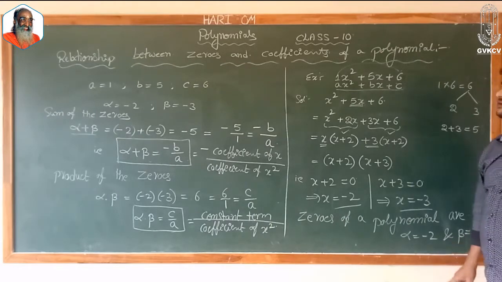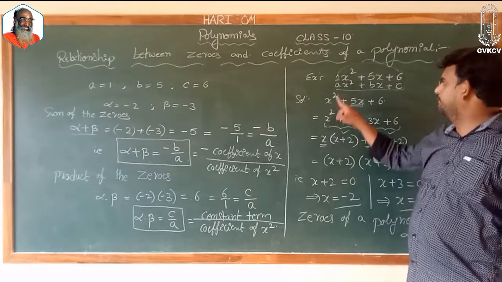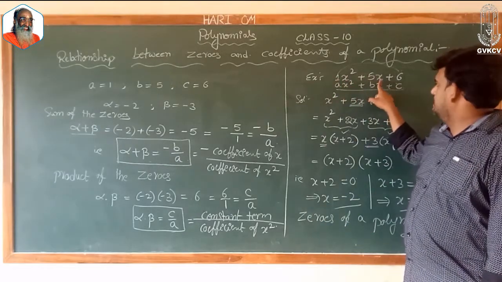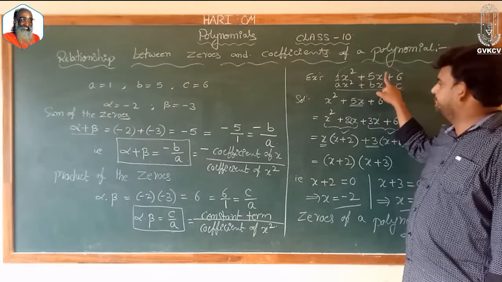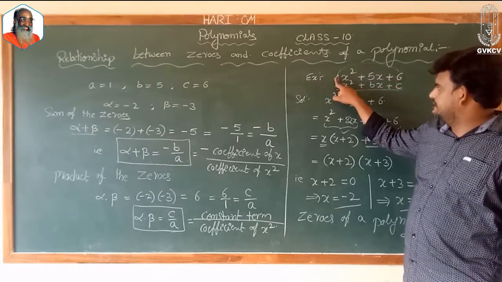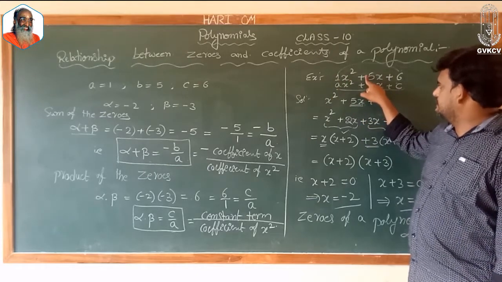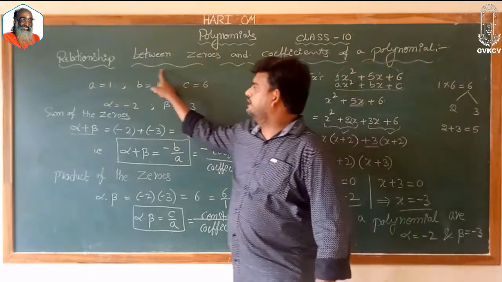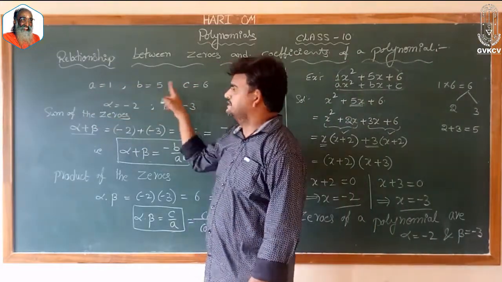Moreover, we have coefficients also. Here the x square coefficient is 1, the x coefficient is 5, and 6 is the constant. So the value of a is equal to 1, the value of b is equal to 5, the value of c is equal to 6. Now we are finding the relationship between all these.